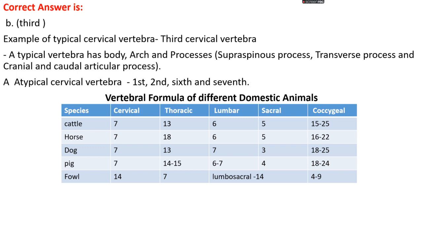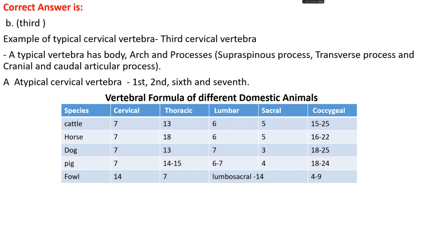Let's see the vertebral formula of different domestic animals. In cattle, horse, dog, and pig, the cervical vertebrae are 7 in number, while in fowl they are 14. The thoracic vertebrae are 13 in cattle and dog, 18 in horse, 7 in fowl, and 14 to 15 in pig. The lumbar vertebrae are 6 in cattle and horse, 7 in dog, and 6 to 7 in pig. In fowl, the lumbar and sacral vertebrae are fused, 14 in number.